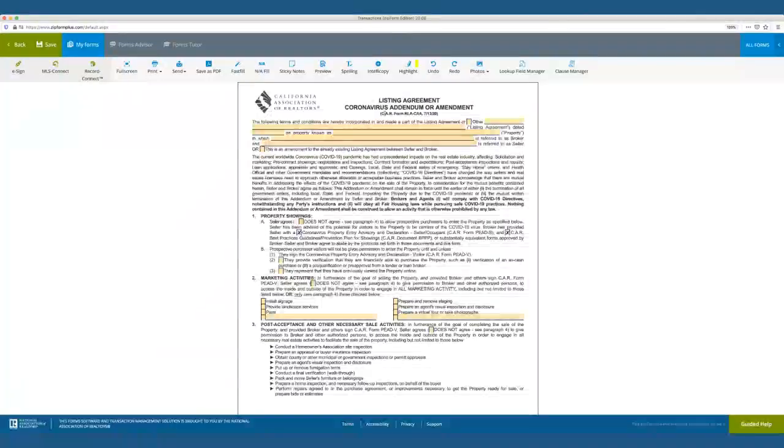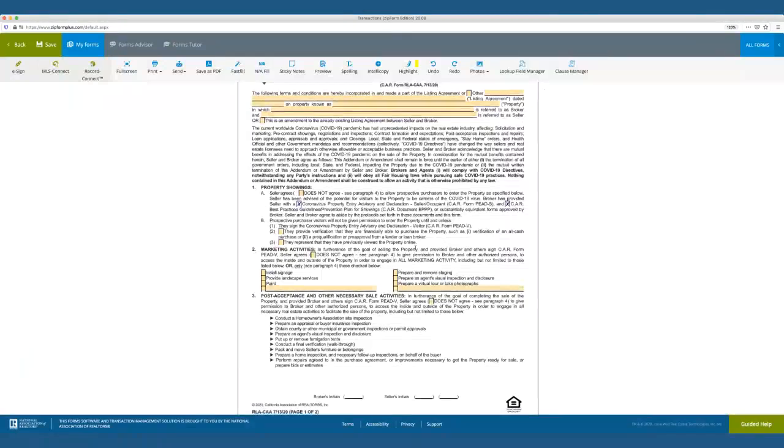So this is pretty straightforward. The broker, the seller, the address. This explains about COVID-19, the coronavirus, and that we, as the broker and the agents, will comply with all the directives. Different cities have their own laws and their own directives as far as showings and anything like that.